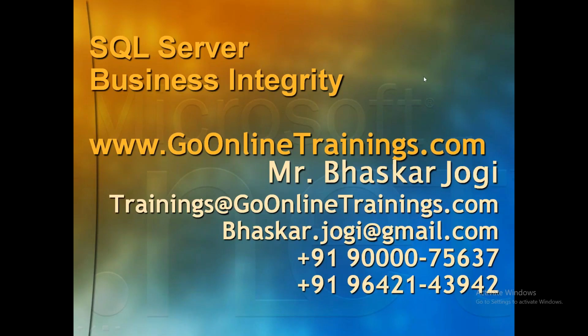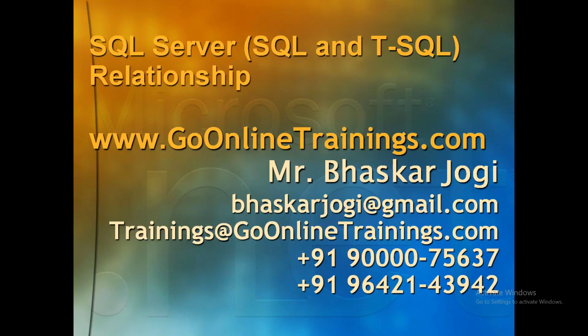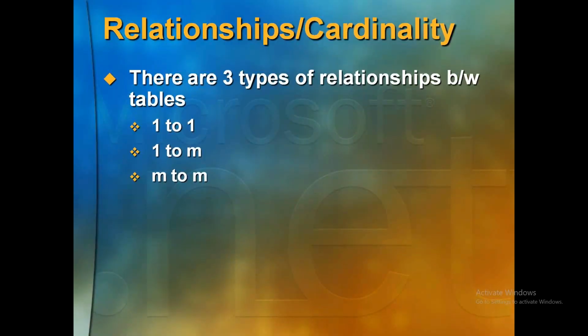We were talking about business integrity. Yesterday we had seen a lot of relationships, right? That is what is called data modeling. There are three types of relationships between tables: one to one, one to many, or many to many. Wherever you have one to one, we can take any table's primary key and make it a foreign key in the opposite table. That's what we had seen.